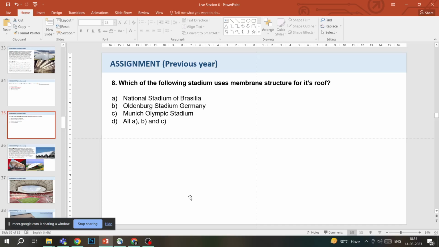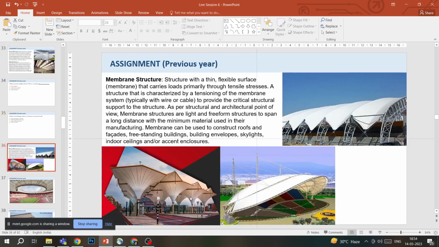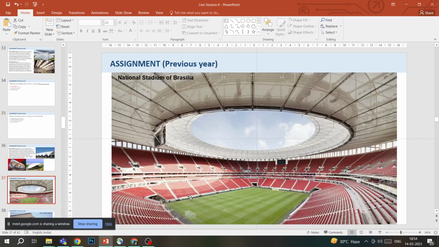All these 3 buildings are stadiums, and we will see how they look. Usually there is a covering on the stadiums, like a covering for the seating. So this is the National Stadium of Brasilia. You can see the seating here, the ground here, and you can also see the roof structure over here.